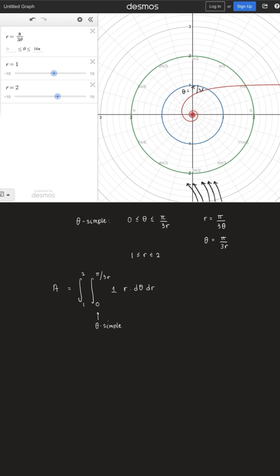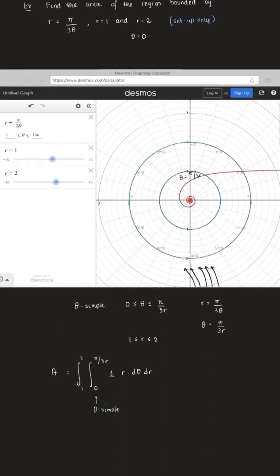So I just wanted to set this one up for you and show you an example where we might have a theta simple region. It doesn't come up too often because a lot of times polar curves are difficult to solve for theta because we might need some inverse trig functions to do that, and that is very difficult to integrate then. So theta simple, this is a simple example and just wanted to show you a way to picture it.